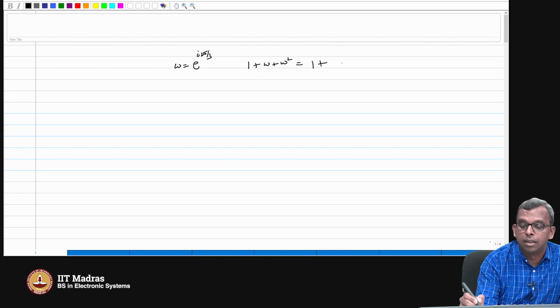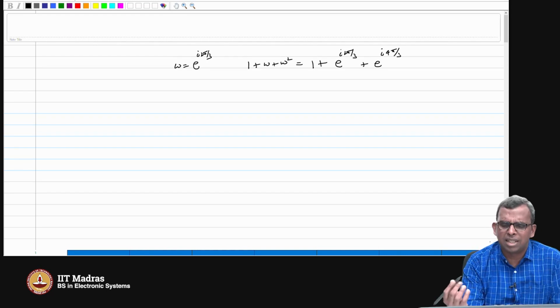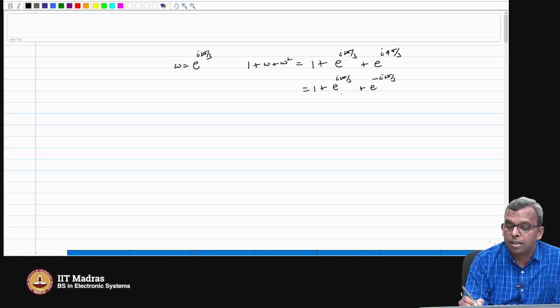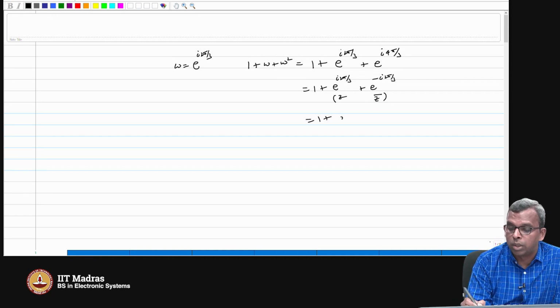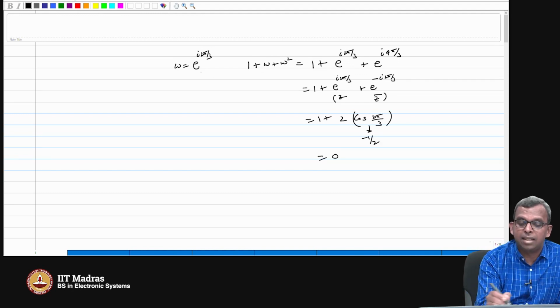It will be 1 plus omega, which is e power i 2 pi by 3, plus omega squared, which is e power i into 4 pi by 3. Okay. So, you can use these identities in so many different ways. I will just show you how it is done one way. That is 1 plus e power i 2 pi by 3 plus e power minus i 2 pi by 3. This is z and z star, right, z bar. This is the conjugate, and you are adding the two conjugates. So, you will get 1 plus 2 times cos 2 pi by 3, and you would have seen cos 2 pi by 3 is minus half, right. So, this is minus half. So, you get 0.